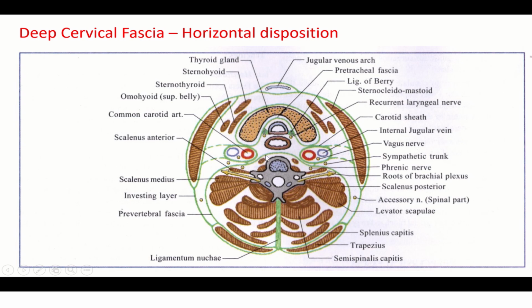So as you can see here, this entire layer in the periphery is the investing layer. It invests everything in the neck. And if you observe in front of the vertebra, you can see there is a layer here, again starting from the investing layer. This is the prevertebral layer. And here in front of the trachea, there is one more layer coming from the deeper aspect of the investing layer and continuing in front of the trachea. This is the pretracheal layer. So: pretracheal layer, prevertebral layer, and investing layer. We will see the vertical disposition, horizontal disposition, and details about all of this.